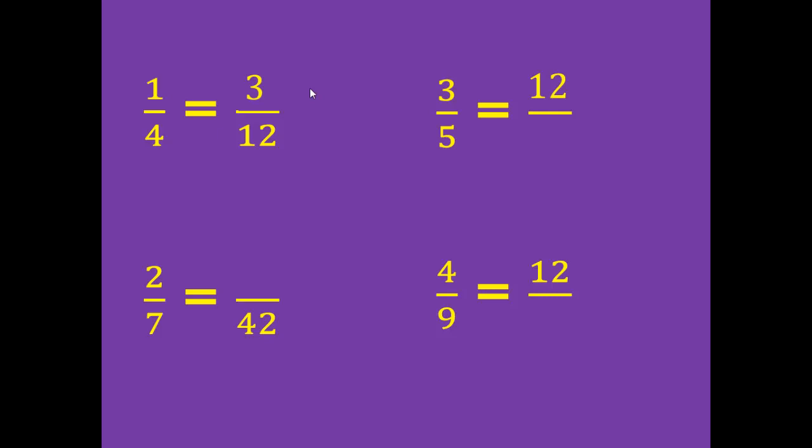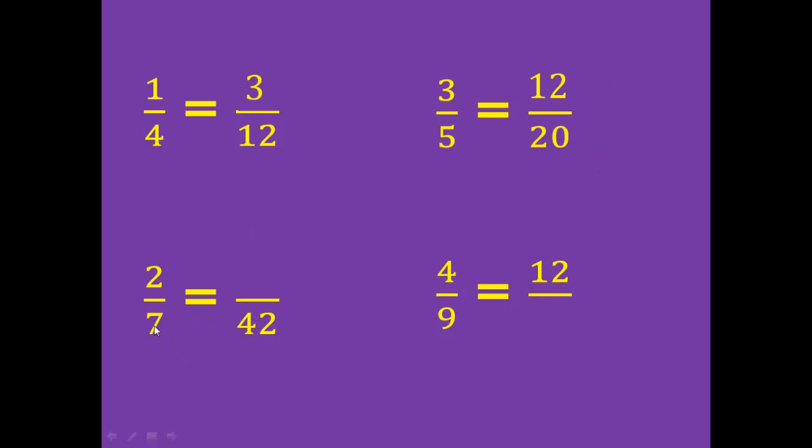Right, let's go through the answers with you. The new numerator is 12. So we have to multiply 3 by 4 to get 12. So we must multiply the denominator also by 4. So our new equivalent fraction is 12/20.